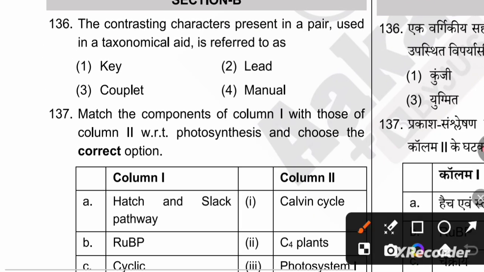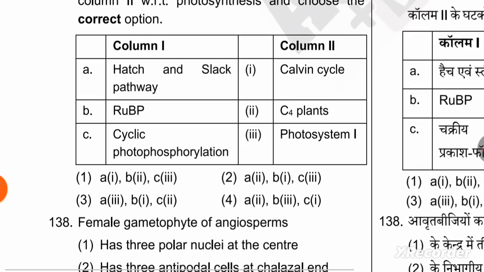Let us move to the next question. The contrasting characters present in pairs, used as a taxonomic aid, refers to what? Yes, children, it refers to couplets. Let us move to the next question.